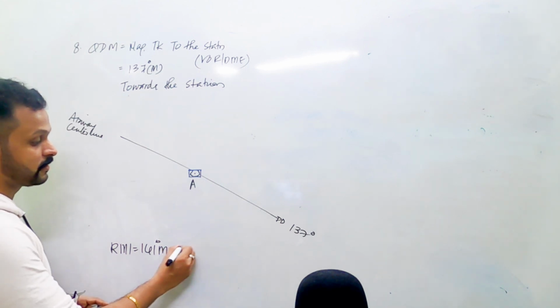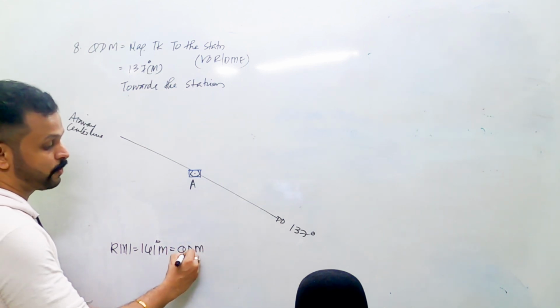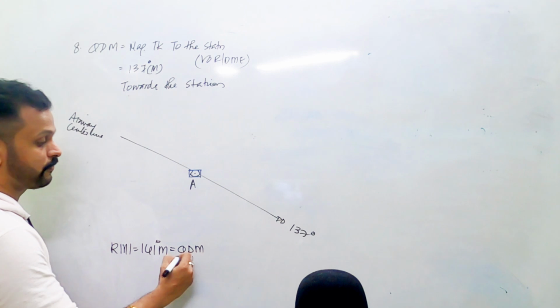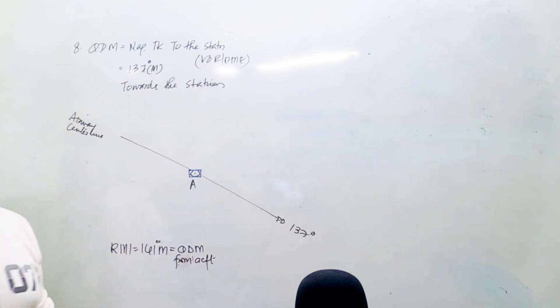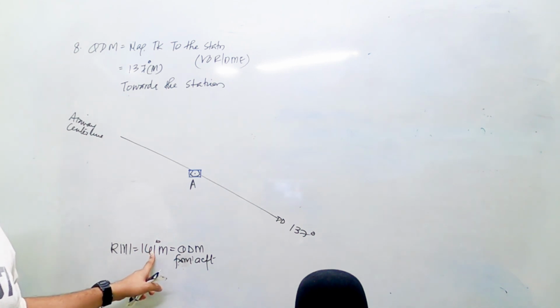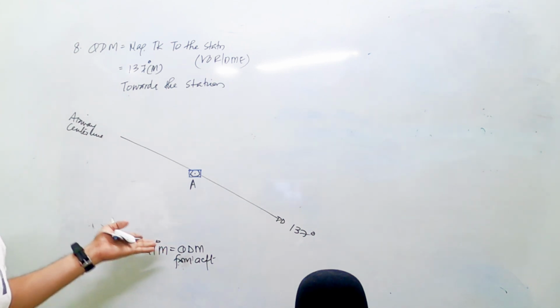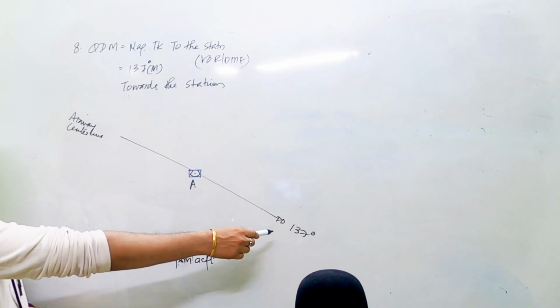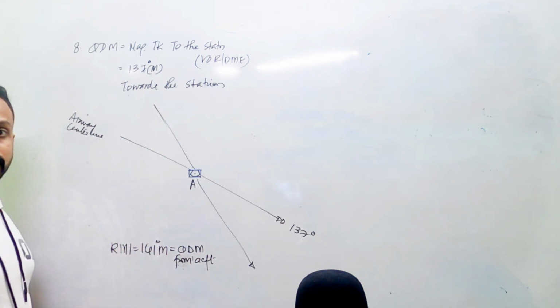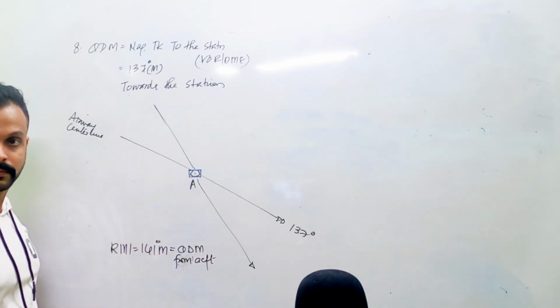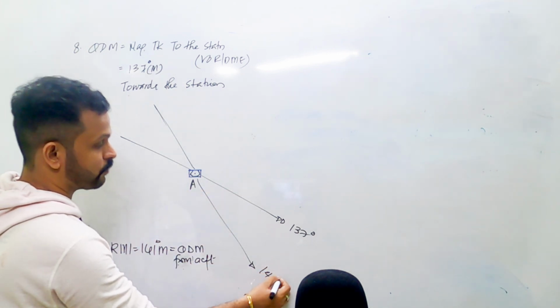RMI always indicates the QDM from the aircraft. So what is the QDM from the aircraft? It is 141. Let's draw a QDM of 141. This is 137. So how will you draw a QDM of 141? Correct? It's on this side. Right? This is a QDM of 141 degrees.